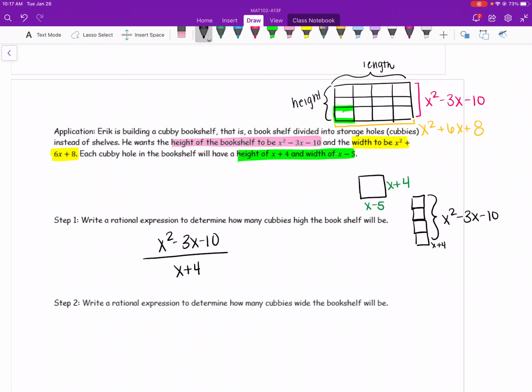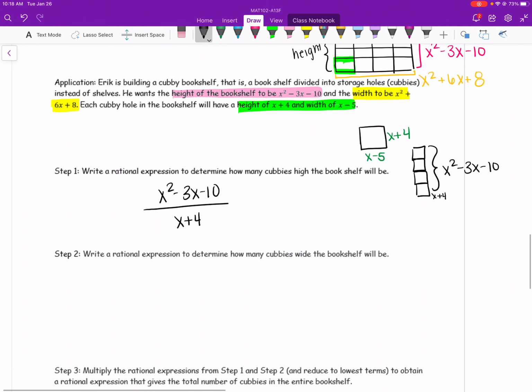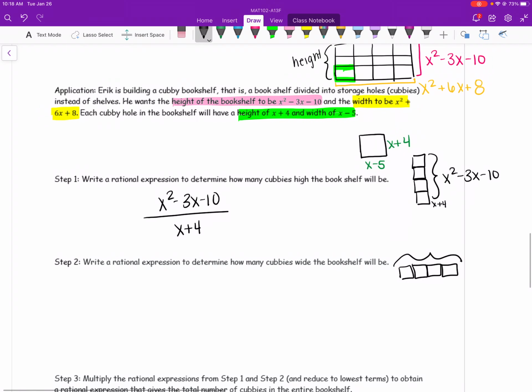The second part says to write a rational expression to determine how many cubbies wide the bookshelf will be. So now I'm going to take all the cubbies and stack them next to each other. The total width is x squared plus 6x plus 8, and each of my individual cubbies is x minus 5. So to find how many cubbies I need, I'll have the total width, x squared plus 6x plus 8, divided by the width of one individual cubby, x minus 5.